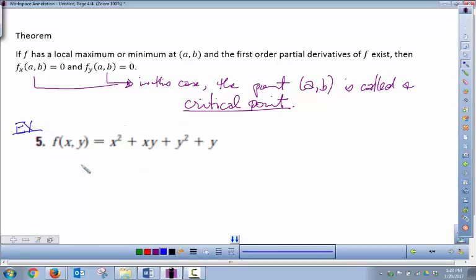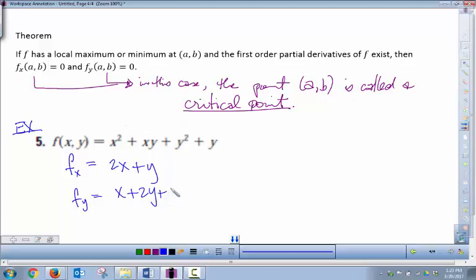So example, let's find the critical points. First, find the derivative with respect to x. And then we're going to find the derivative with respect to y. And then we're going to set them both equal to 0. And the thing is that they both have to be equal to 0 at the same time. At this point, you could do whatever you want, any way you can, to set them equal to 0. And you have to find values of x and y.